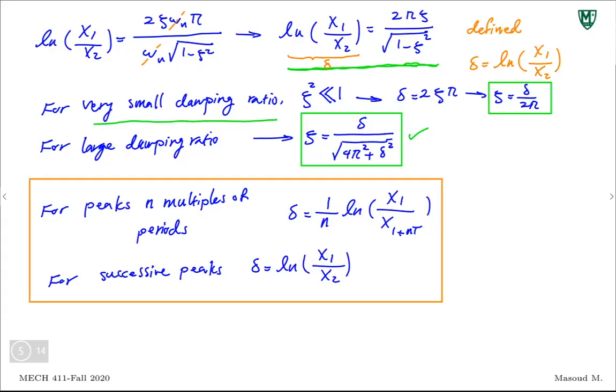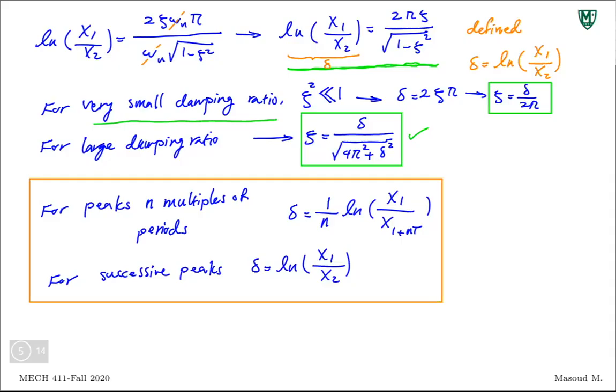All right, that's it. So now you can do system identification. If you are given a system and you want to find a simplified equivalent, a spring mass damper system, or a model for that system.